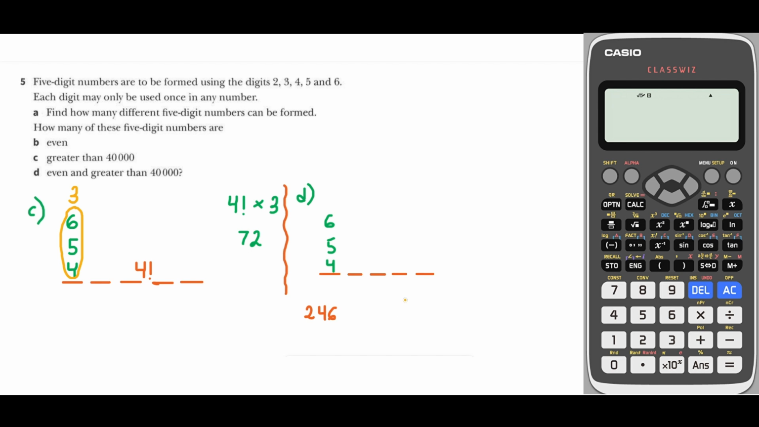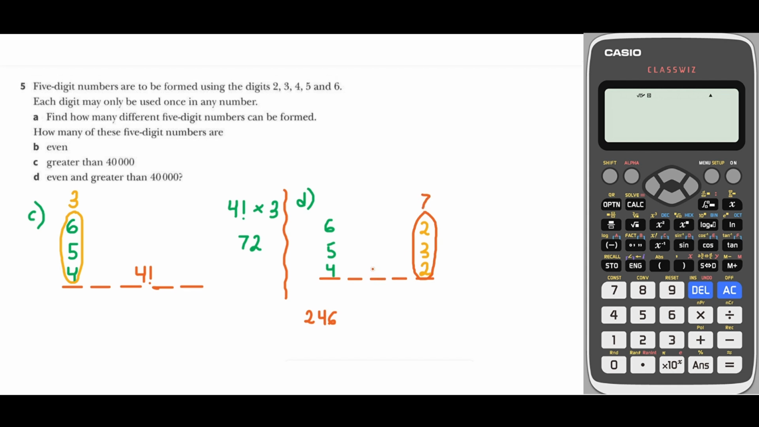Okay, so when the number starts with 4, it can end with 2 or 6, so 2 possibilities. When the number starts with 5, it can end in 2, 4, or 6, so 3 possibilities. And when the number starts with 6, it can end in 2 or 4, so 2 possibilities. In these types of questions where we decide the first and last space, we only need to add up the possibilities of the last space because we are already accounting for the first space when we decide the last space. Okay, so add up the possibilities of the last space to get 7.